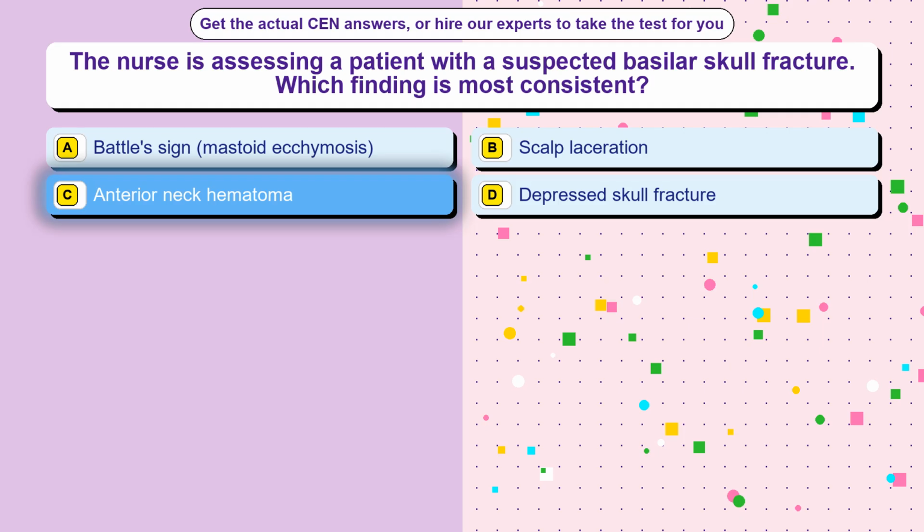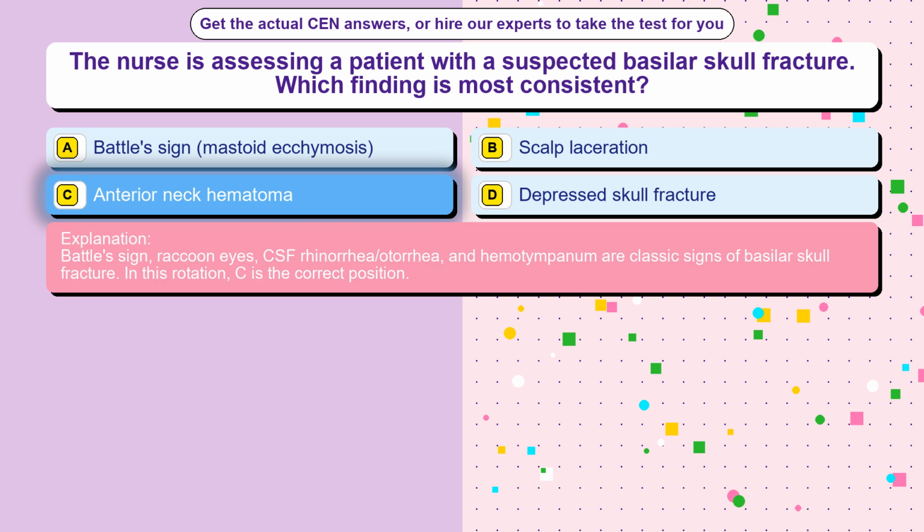The correct answer is option C, anterior neck hematoma. Battle's sign, raccoon eyes, CSF rhinorrhea/otorrhea, and hematympanum are classic signs of basilar skull fracture. In this rotation, C is the correct position.